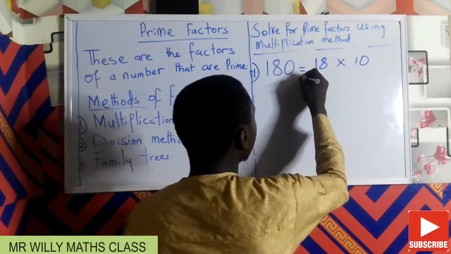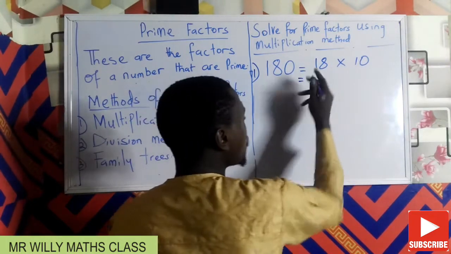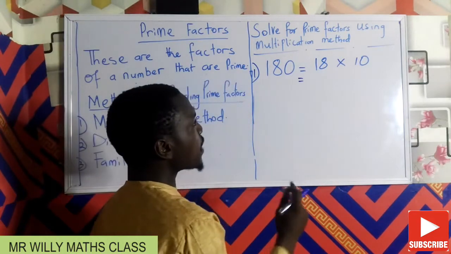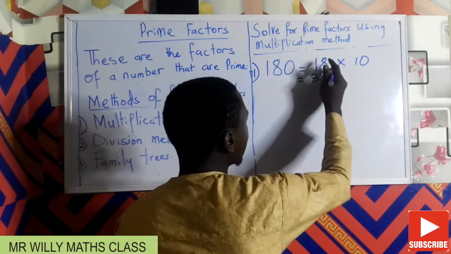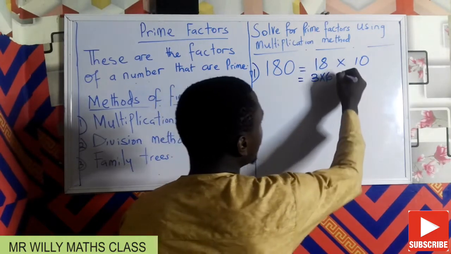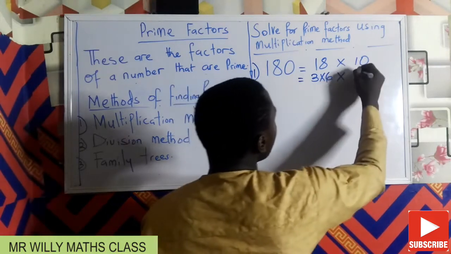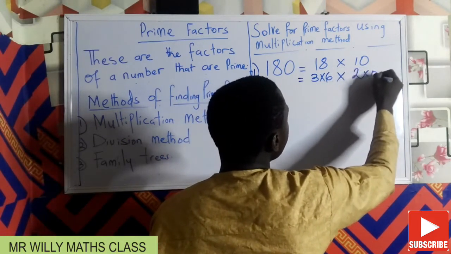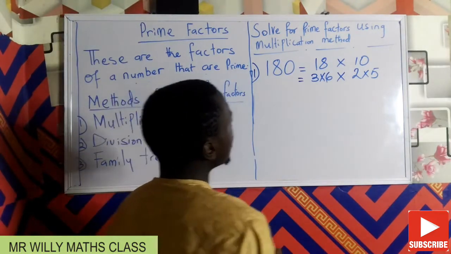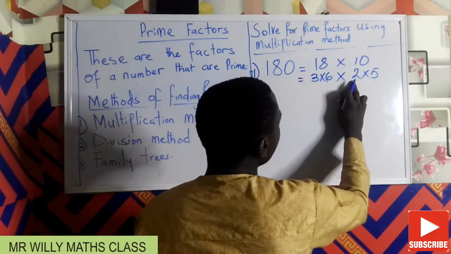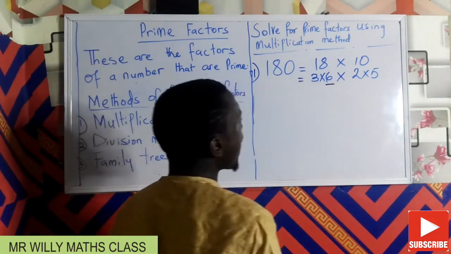You think of 2 numbers that the product of the 2 numbers will give you 18. 3 times 6 is 18, right? Then you think of 2 numbers that if you multiply them together, will give you 10. 2 times 5 will give you 10. Now, if you look at the figures that we have here, 3 is a prime number, 2 is a prime number, 5 is a prime number, but this 6 is not a prime number.